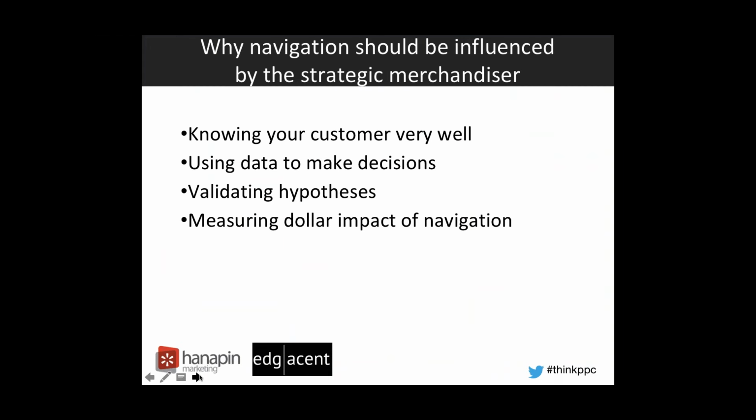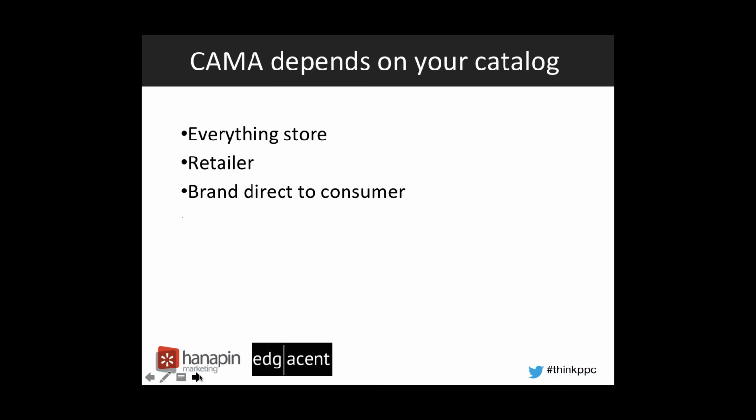And there should be somebody in your organization that puts on this hat, whether that's a specific role that one person does, or someone on your team who's the best fit for this type of activity. A strategic merchandiser knows your customer very well, is comfortable using data to make decisions, is able to craft hypotheses and set up experiments that will validate these hypotheses within your navigation, and is also prepared to measure the dollar impact of those experiments and changes.